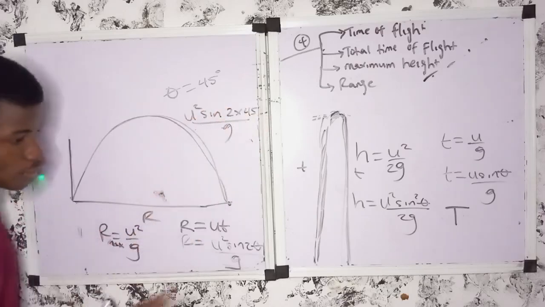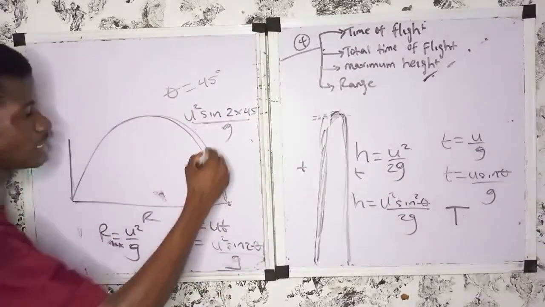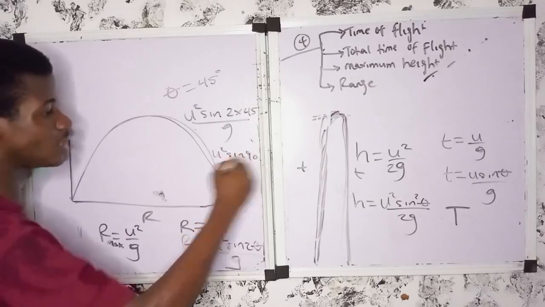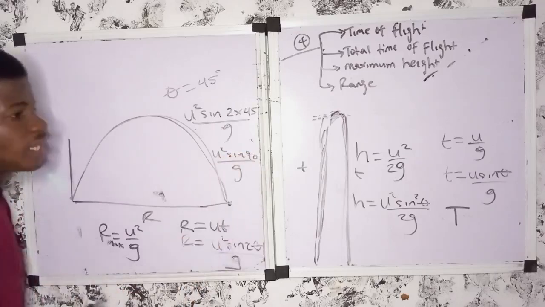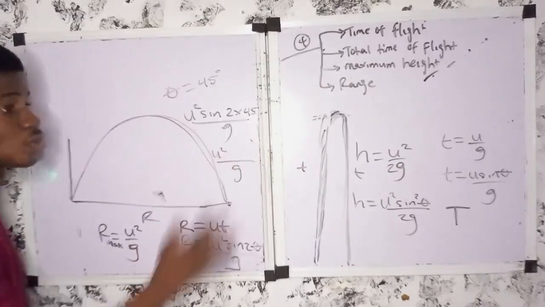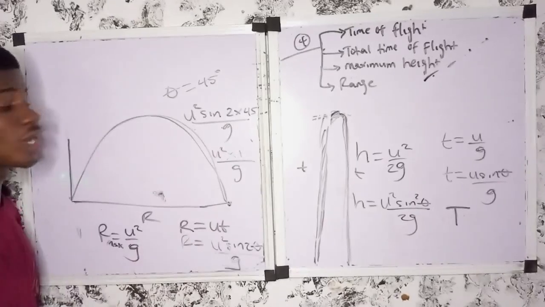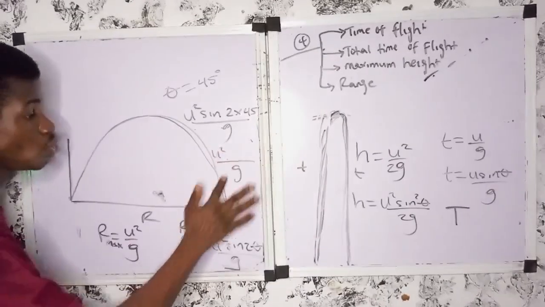Now, when this angle is 45, 2 times 45 will give us 90. U square sin 90 over G, right? Now, sin 90, press this in your calculator. Sin 90 is the same thing as 1. U squared times 1 will give us U squared.